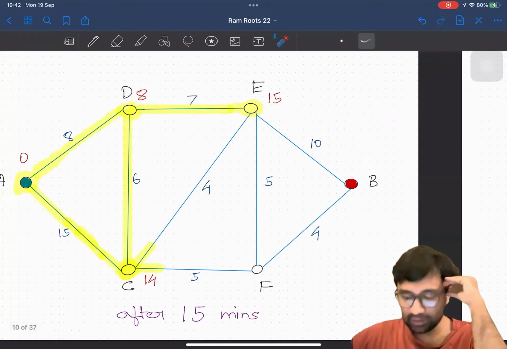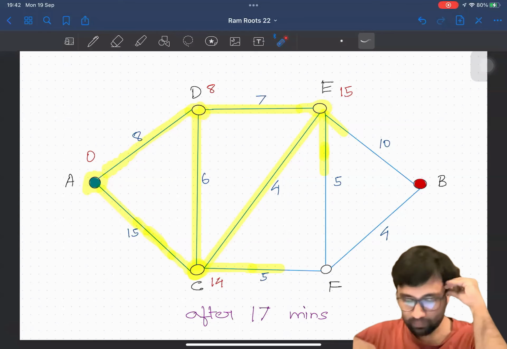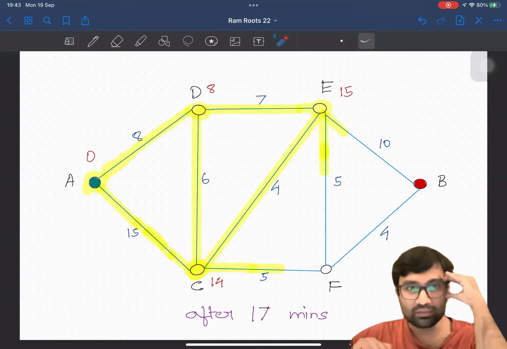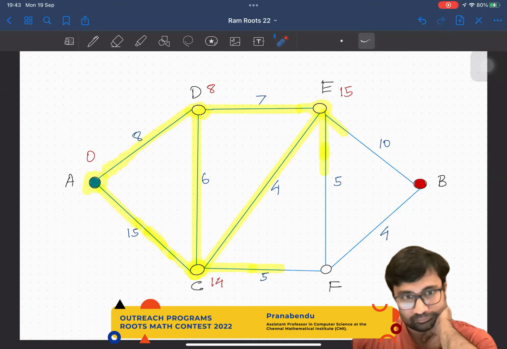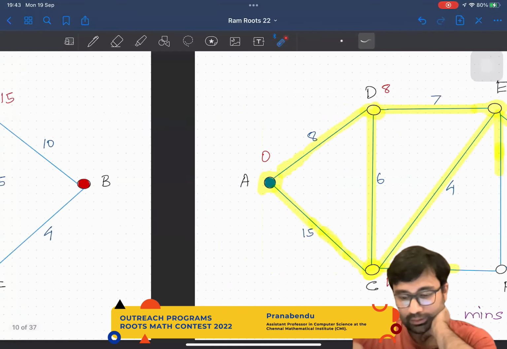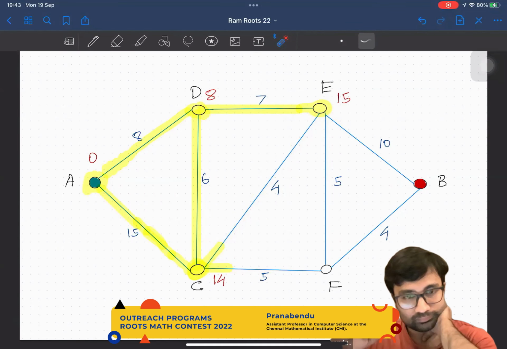So what happens next, as the fire continues to spread? After 2 more minutes, the path between C and E is completely on fire. Why is that? Because C to E is 4, sir, but C to F it's 5 minutes, sir. Sir, can you show the last one? Okay, this one. Yes, sir, because C to E is 4 minutes, sir.